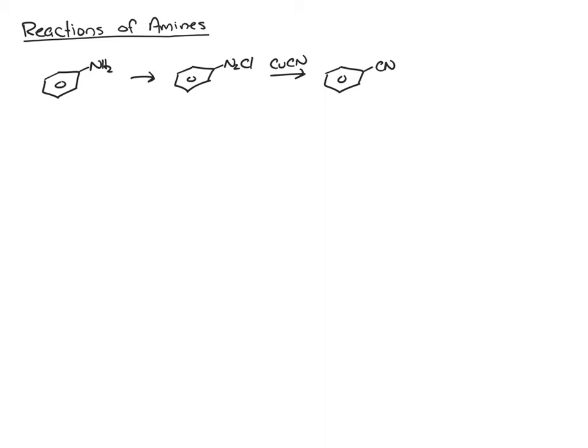We did conversion of amines to amides. And we did that by reacting with a more reactive carboxylic acid derivative, like an acid halide, for example. If we react that with ammonia, we can get the amide.